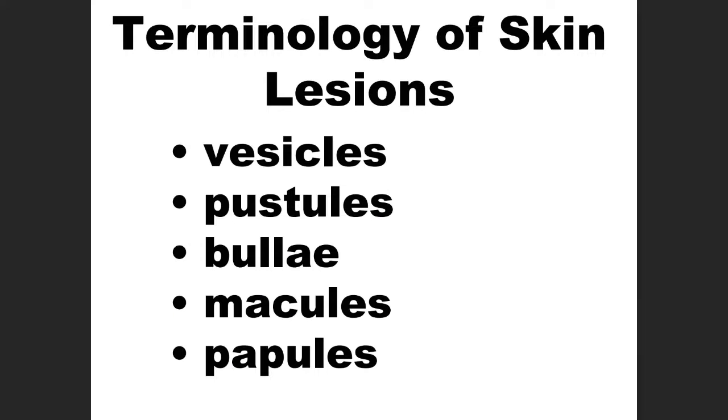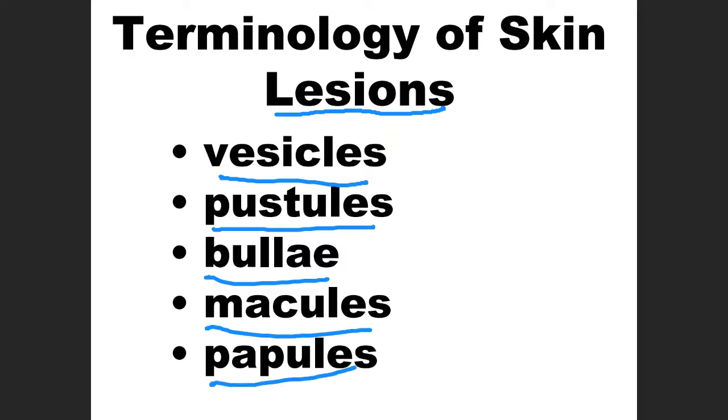Now, the other thing I want to do before I get into any specific diseases is to talk about some of the different types of lesions that we can see on the skin. These are manifestations where a certain skin disease will produce different things on the skin. So we'll talk about vesicles, pustules, cellulitis, macules, and papules.